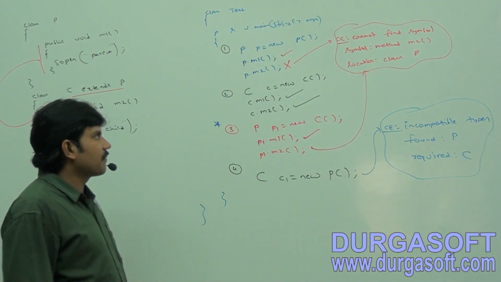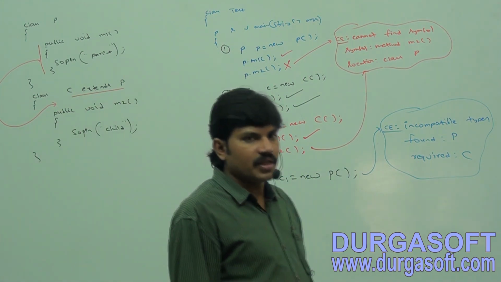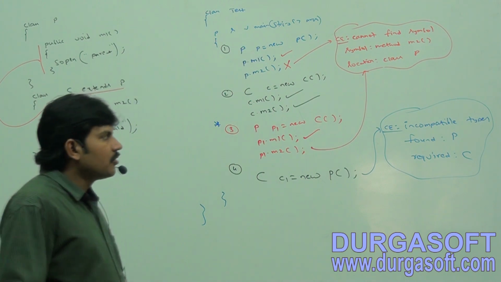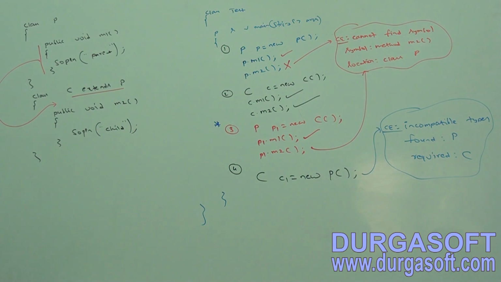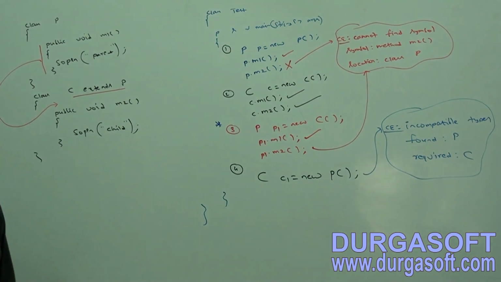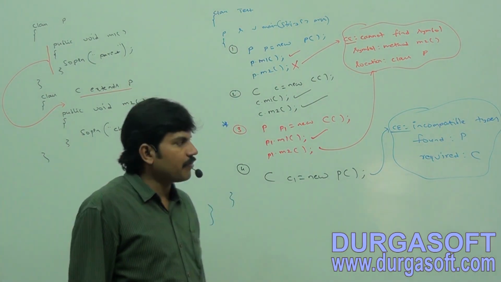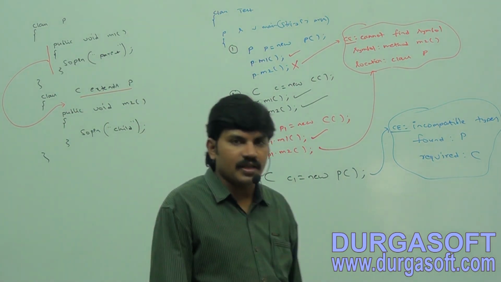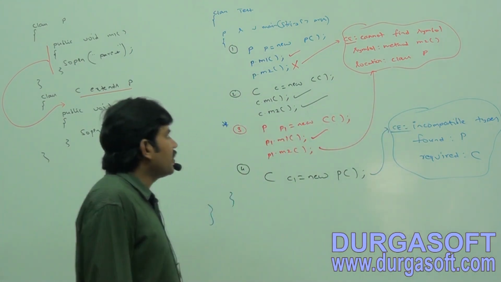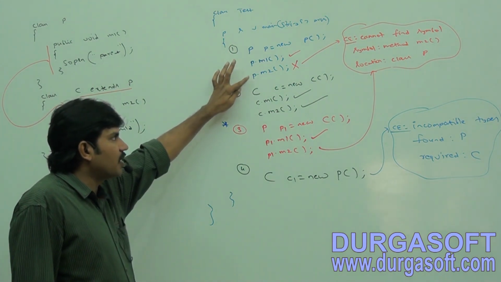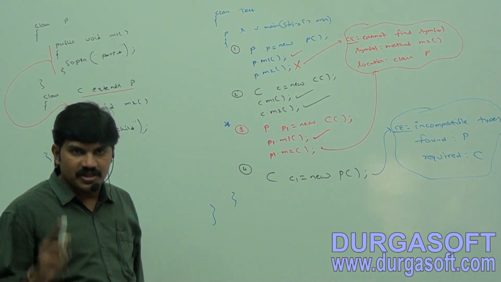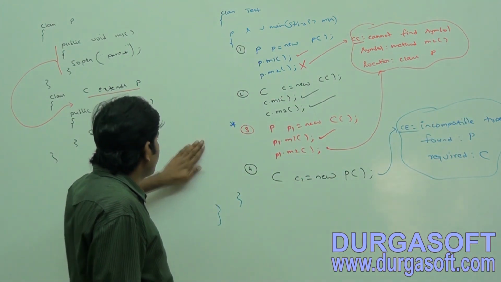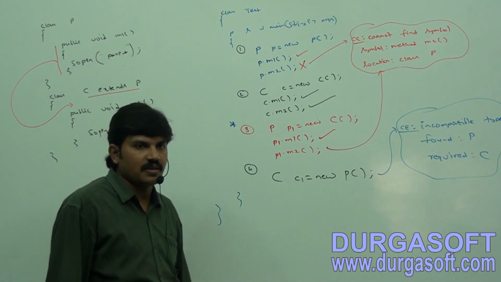Okay, next, the second one. Whatever methods child has are by default not available to the parent, and hence on the parent reference we can't call child specific methods. That's all. Are you able to understand that?